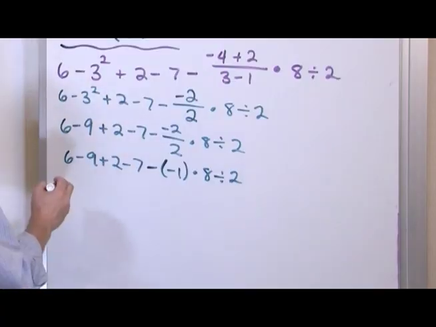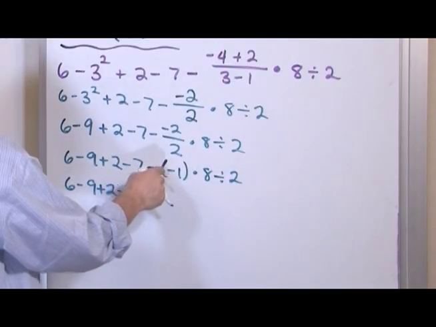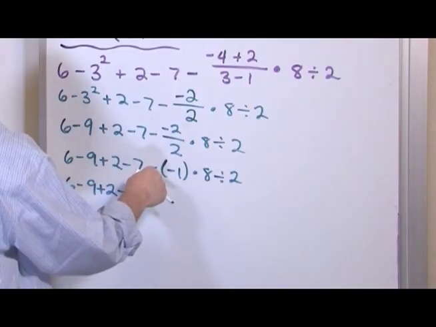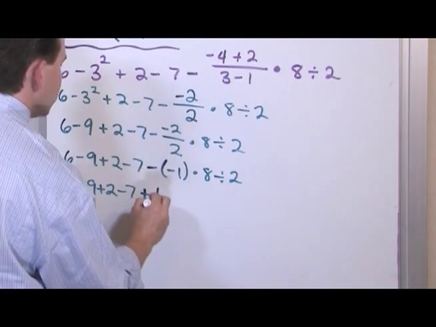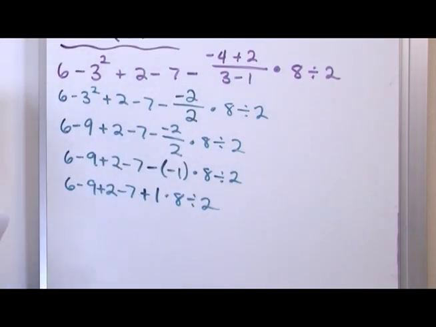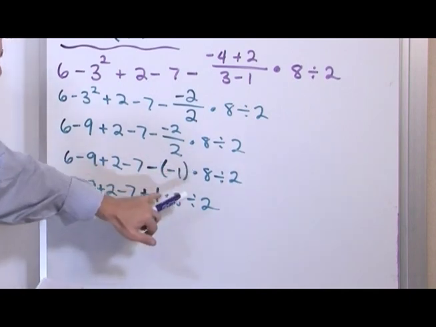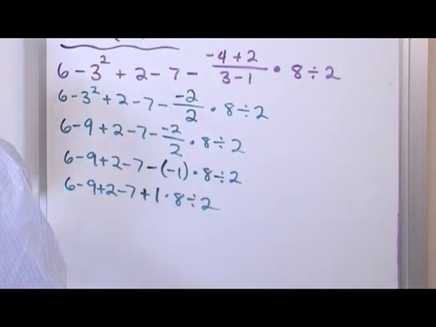Now, when we rewrite it again, 6 minus 9 plus 2 minus 7, this guy is like multiplication of this -1 times this -1, giving us a +1. +1 times 8 divided by 2. Now we continue going down the line. We did this multiplication. Now let's do this multiplication and then that division.